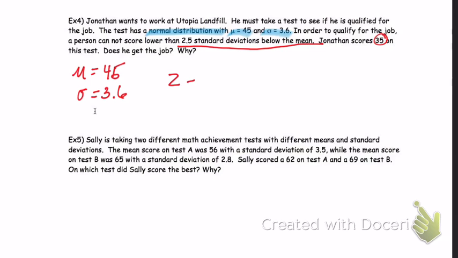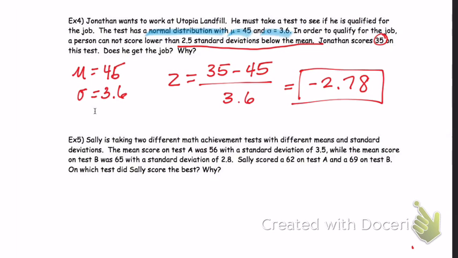So to find his z-score, I would take 35 minus 45 and divide by 3.6. So if you type that in your calculator, you end up getting negative 2.78. So does that mean that he qualifies for the job or no? Like, did he do better or worse than 2.5?